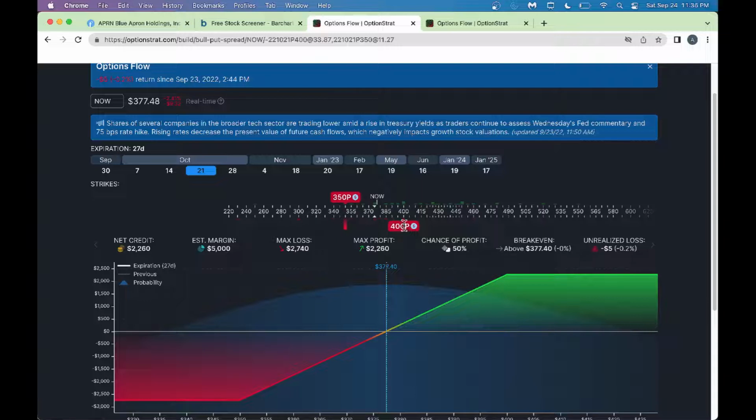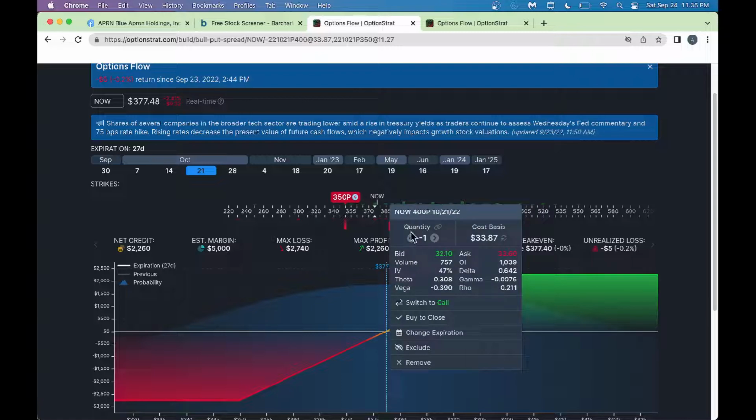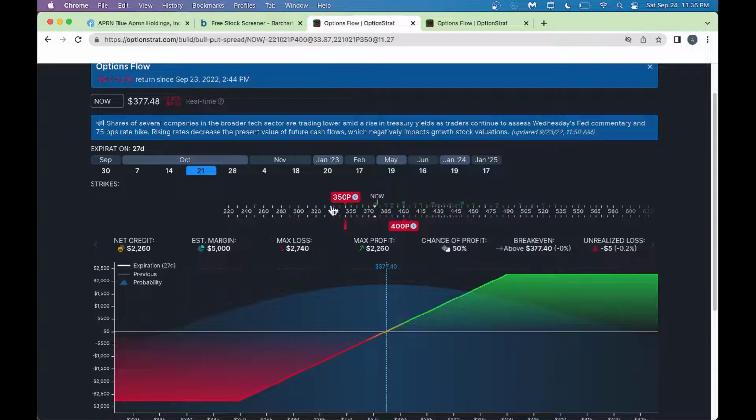If you click on it, it tells you they're selling above the current stock price, and they're buying back at 350, which is below the current stock price. They're really betting that ServiceNow in the next 21 days will go above 400. They can keep the entire money, or at least they want to break even. To make this trade, they're putting up 2,260. It is just one contract.